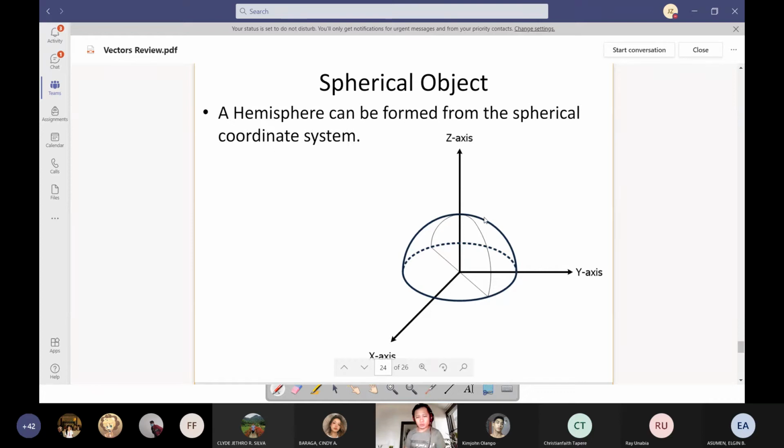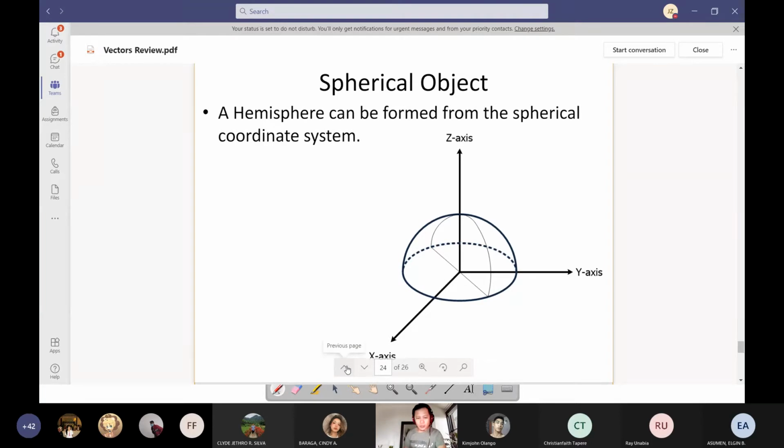So if you assume this is the positive side, the other half will be the negative side. If this is the front surface, the opposite is the back. If this is the top, the opposite is the bottom. So that is the meaning of hemisphere, just half. Okay?